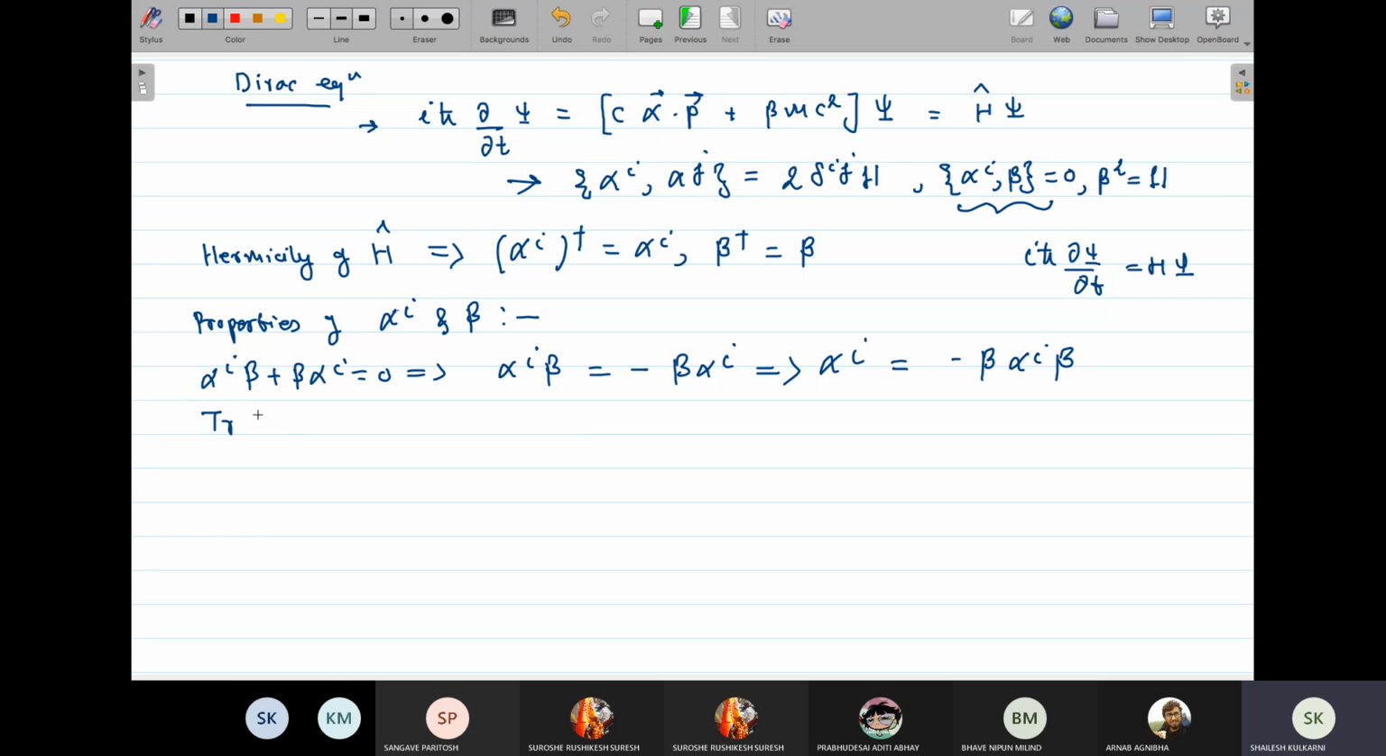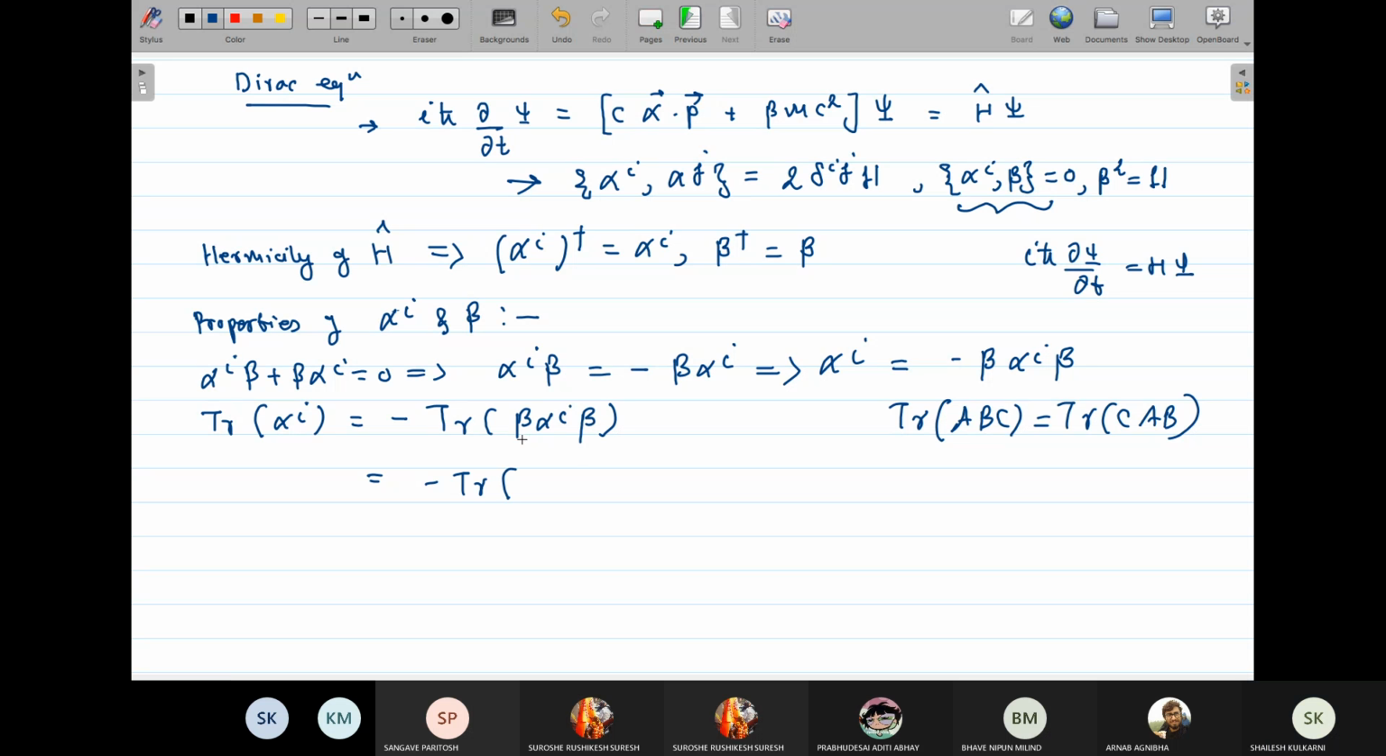So if I take the trace of this, the trace of alpha i, what am I going to get? Minus the trace of beta alpha i beta. Now you should know this relation: trace of ABC is the same as trace of CAB is the same as trace of BCA, cyclic ordering. So this is equal to minus the trace of beta beta alpha i. But beta beta is beta square, that is 1, so it is alpha i. So this implies that the trace of alpha i is 0. So alpha i are traceless matrices.